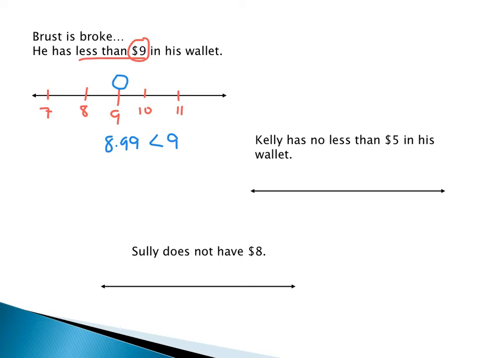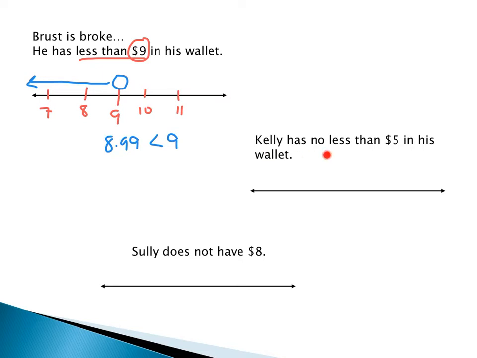So the way we're going to represent that is we're going to use an open dot at 9, and then we're going to use an arrow and point that arrow to the left. Basically saying 9 is my boundary. I'm not including it, but I am including everything to the left of 9, everything that would be less than.